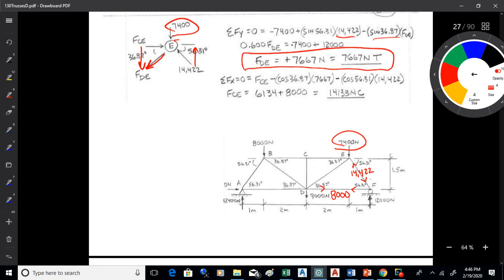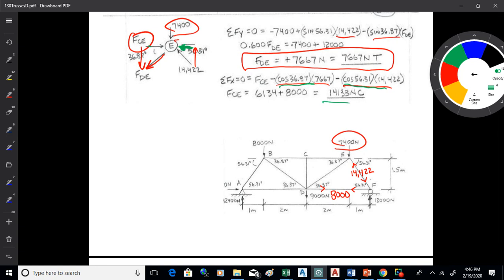Once I've got that, I can go sum of Fx, set that equal to 0. I'll get FCE as an unknown, minus cosine 36.87 times 7667 for FDE, because I'm using the adjacent side. I've got minus the other one. These both act to the left. They're both adjacent, so they're both cosines. Cosine 56.31 times 14,422. Solve for FCE. I get 14,133. Positive, meaning it does indeed do what I assumed, which is push on the joint, so it's compression.